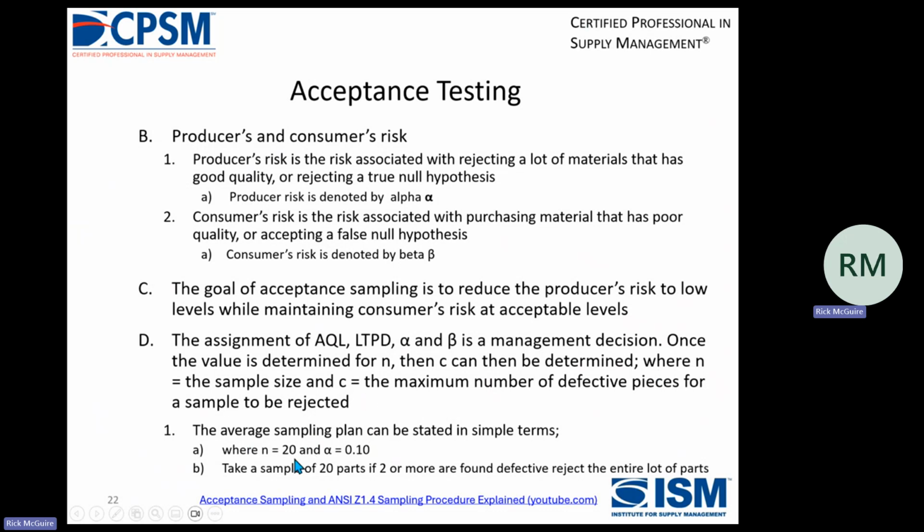It's all a bunch of stats, but usually alpha is set at 5 or 10%, and beta is usually at like 10%. So take a sample of 20 parts. If 2 or more are found defective, then you reject the entire lot. And this is a YouTube video on how to do acceptance sampling if you've got more interest.